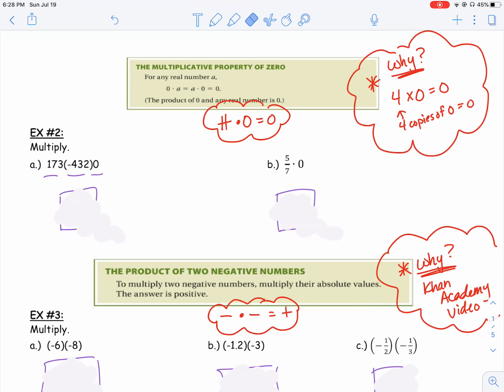So if I ask you on this example to do 173 times negative 432, that's a really big number. But then when I multiply it by 0, everything just ends up zeroing out and I end up getting 0. Or if I have a fraction, 5/7 times 0, well, anything times 0 is still just 0. So as soon as I multiply by 0, I know my answer is 0. I could have a whole bunch of copies, but no matter what, if I have a whole bunch of copies of 0, my answer is still just 0.